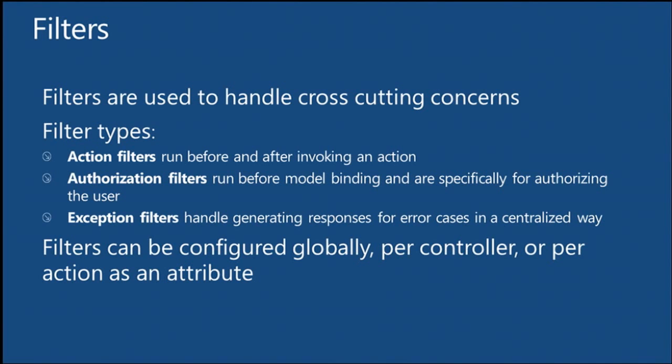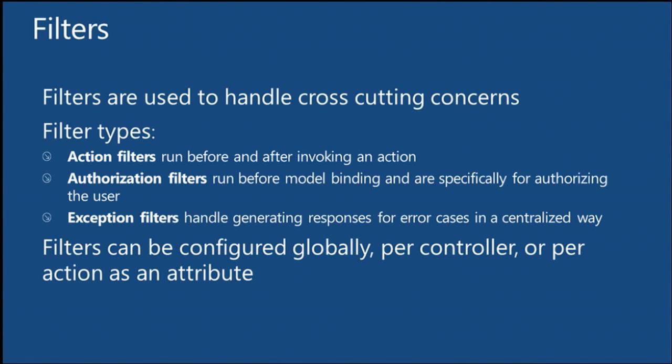There are also authorization filters. Authorization filters are very similar to action filters. They just run earlier. They run before model binding has occurred. So you can put your authorization logic there and save yourself some CPU cycles if you find out that this person's not authorized at all, so I'm not even going to bother to pull data out of the request.